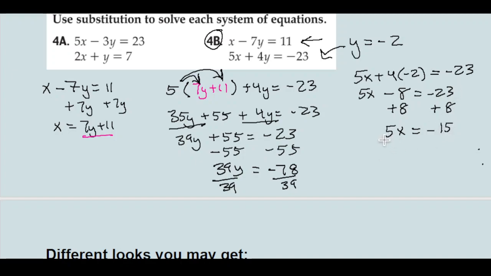All right. Next step and last step for this part is to divide by 5. And we get x is equal to negative 3. And so our solution is the point negative 3, negative 2. You put your x first and then your y coordinate after that. This point represents the spot on the graph where these two lines, if we were to graph them, would meet. And they would meet in the third quadrant at the point negative 3, negative 2.